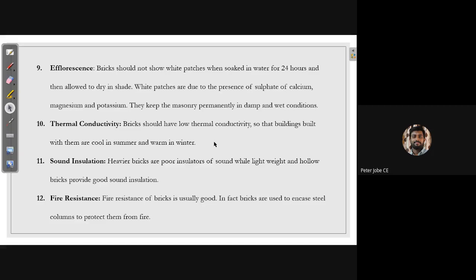So not necessarily in cinema halls, even in our homes, if you want freedom or privacy from outside noise, we can use sound insulated bricks. Next is fire resistance. Fire resistance of bricks is usually good. In fact, bricks are used to encase steel columns to protect them from fire.